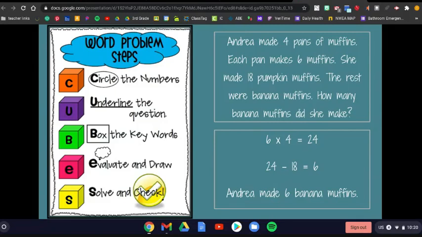And that's my answer on the bottom. I restated an answer. She made 6 banana muffins. This question, I know 6 times 6 is 36, but that doesn't answer my question. 6 times 4 is 24, and then 24 minus 18 is 6 more muffins. The leftover missing 6 muffins are banana.